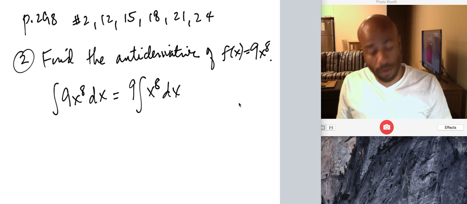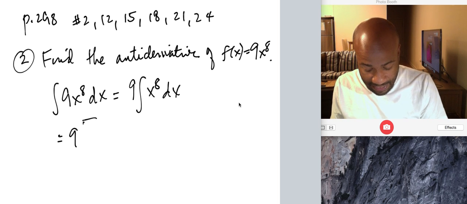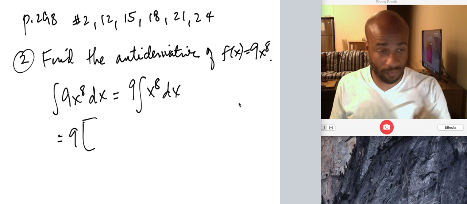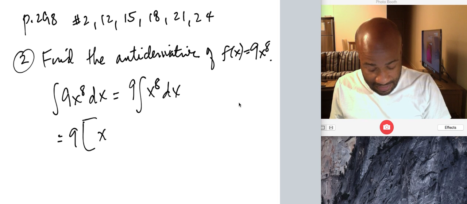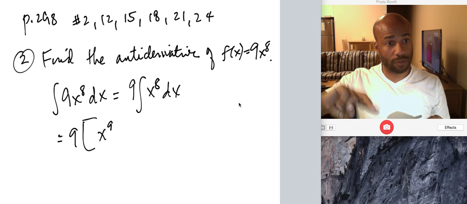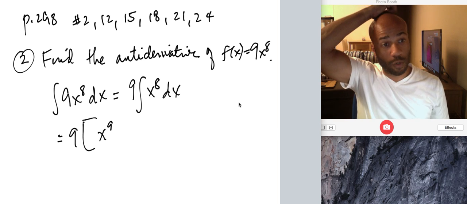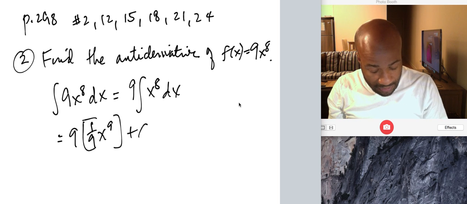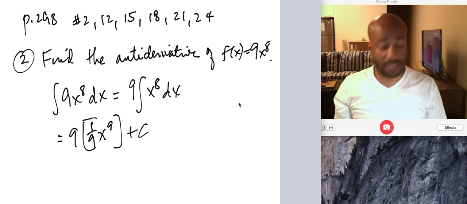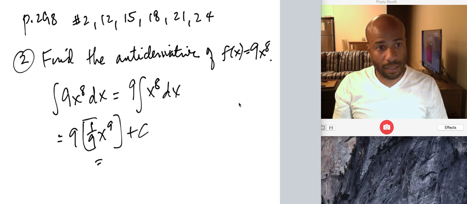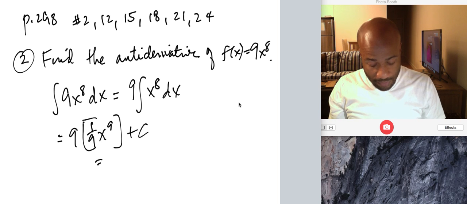So using the power rule, I'm going to have 9 times, and remember, we add 1 to the power, so I have x to the 9th. So 9 is 9 over 1. Take the reciprocal, so flip the fraction. So it's 1 over 9, and place that right in front, plus c. Now it's just the simple math of 9 times 1/9. That becomes 1. So I'm left with x to the 9th plus c.